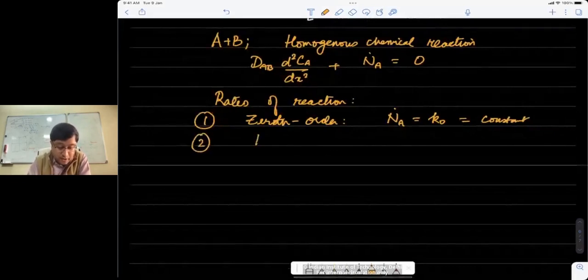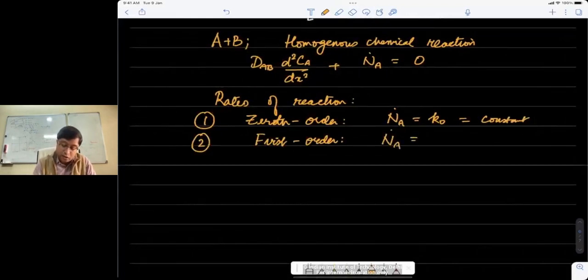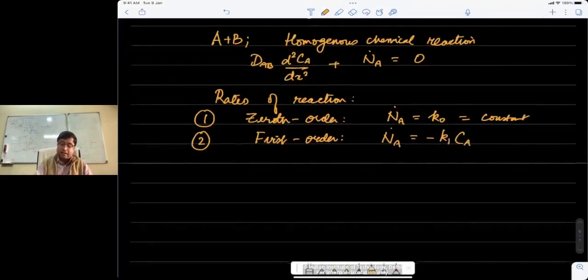But if you have a first order reaction, which is more commonly the case in much of mass transfer, in this case, for instance, I can write N dot A to be minus k1 times C of A. That is typical of a first order reaction, where k1 is the rate constant, and of course the negative sign indicates that A is consumed. If A was being produced, then this will be a plus sign there. But just for the purpose of this, let's say that A is getting consumed in this system.